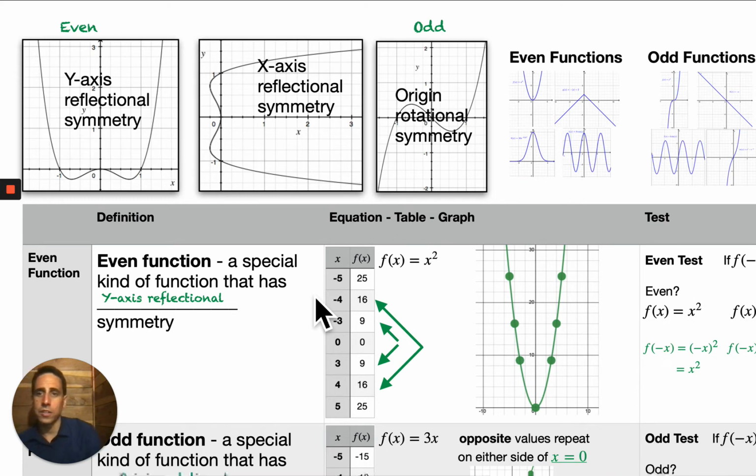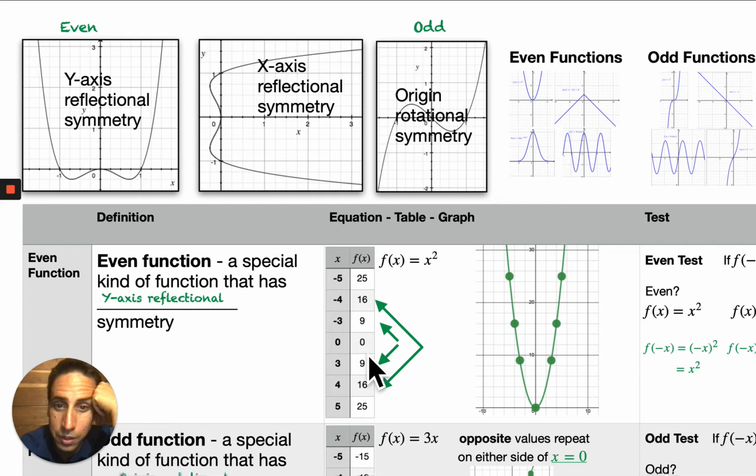So, the even function. Here's what we mean. Here's the definition. An even function is a special kind of function that has y-axis reflectional symmetry, like this parabola. Notice I've got f of x is defined as x squared. So that means the name of the function is f. This is not multiplication, it's the function notation. And the input variable is x. And what you do to find the output, well, you just square it. So 5 times itself is 25, 4 times itself is 16, 3 times itself is 9, 0 times itself is 0, negative 3 times itself is positive 9 because the two negatives cancel out, and so forth, same as up here. Notice that you're going to have y-axis reflectional symmetry.